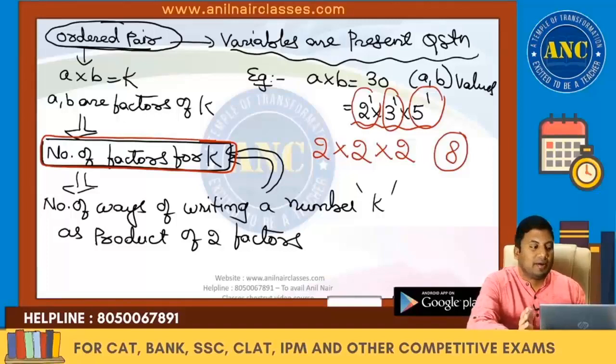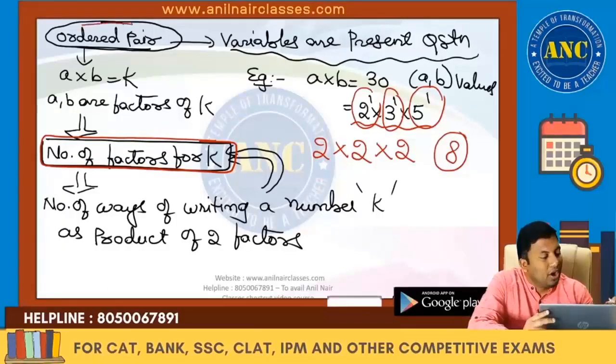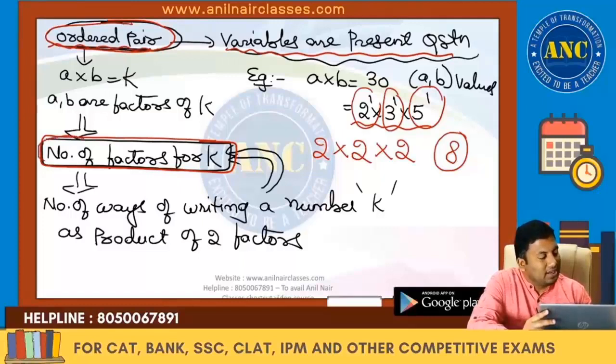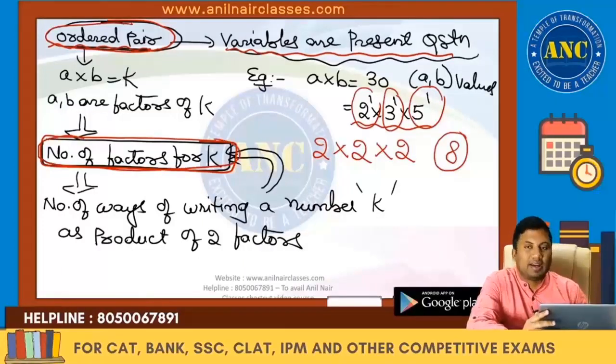8 cases I got. Always remember, in an ordered pair, wherever you find variables in the question, you make use of an ordered pair, and in an ordered pair, the answer is always the number of factors for K. I hope it is clear, right?